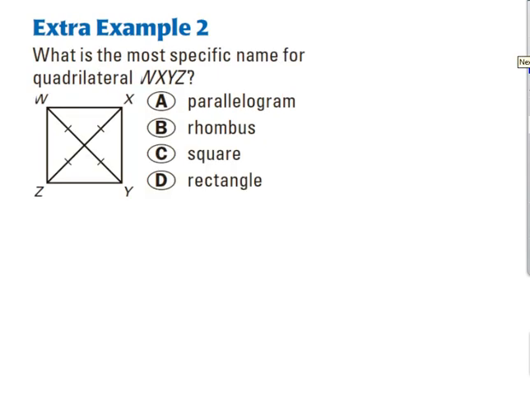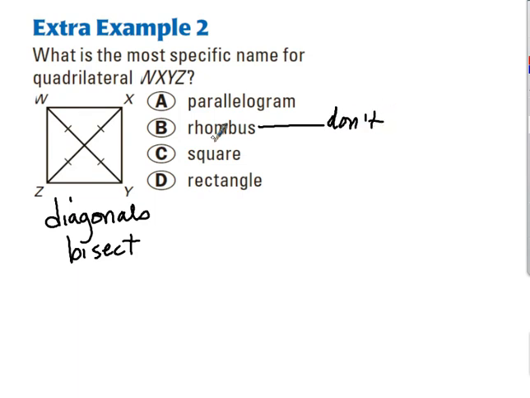Example 2: what is the most specific name for quadrilateral WXYZ? Since this is multiple choice, we don't know anything about the sides. We only know that the diagonals bisect each other. So we know that it is not a rhombus, just because we don't know whether those sides are congruent. And of course, a rhombus has all sides congruent.